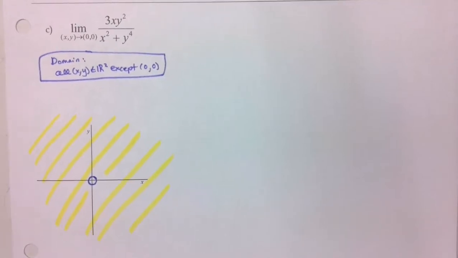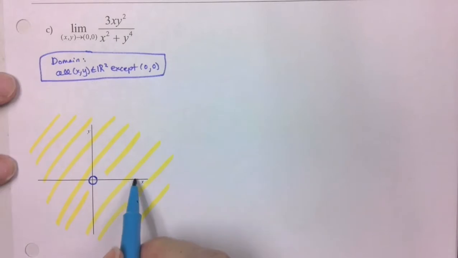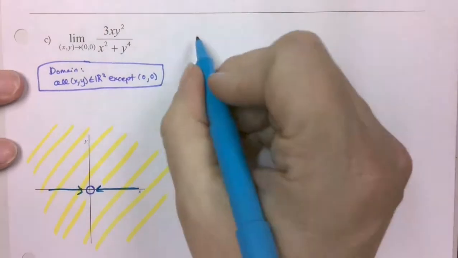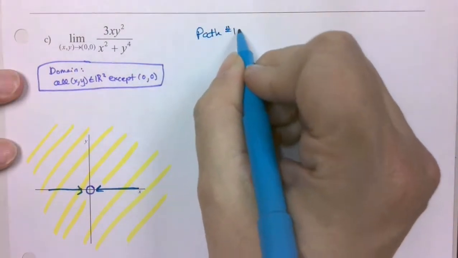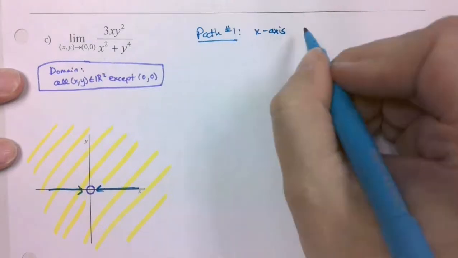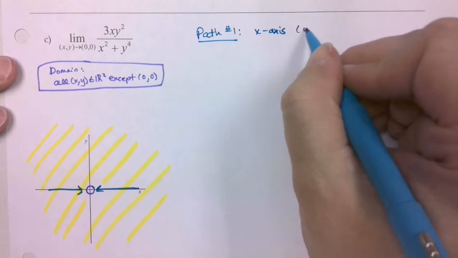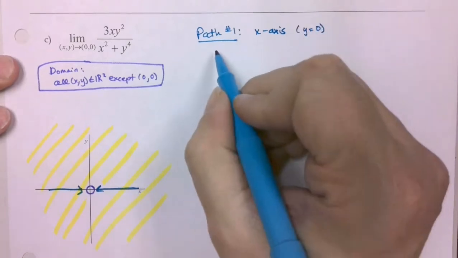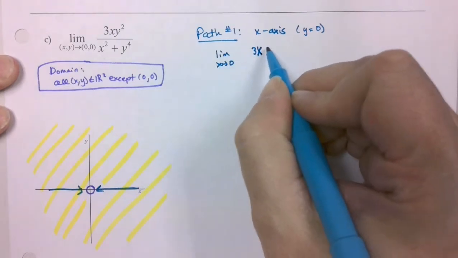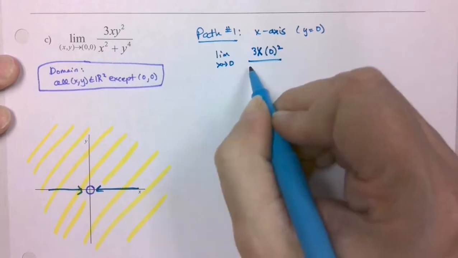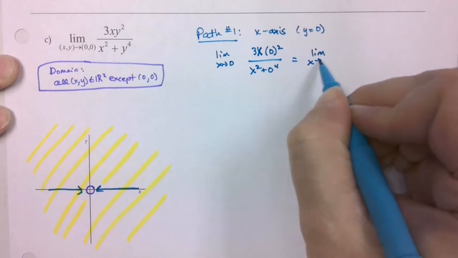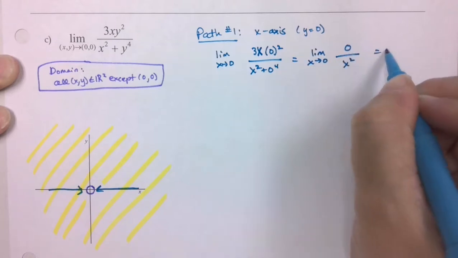All right, so let's pick a path. Well, we liked the axes fine. We can try the axes. It worked out beautifully on the first example, right? So path number 1, working out great. So the x-axis would be y equals 0. That's the limit as x goes to 0 of 3 times x times 0 squared over x squared plus 0 to the 4th. And we're in the same boat we were. That's the limit as x goes to 0 of 0 over x squared, which is 0.